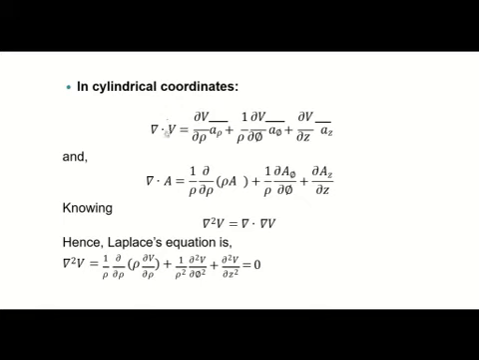Next is cylindrical coordinates. This is very important. Here grad V equal to del V by del rho a rho hat, plus 1 by rho del V by del phi a phi hat, plus del V by del z a z cap. This is the nabla form in cylindrical coordinates. Now nabla dot A equal to 1 by rho del rho A rho, plus 1 by rho del A phi by del phi, plus del Az by del z. Here A rho equal to del V by del rho, A phi equal to 1 by rho del V by del phi, and Az equal to del V by del z.